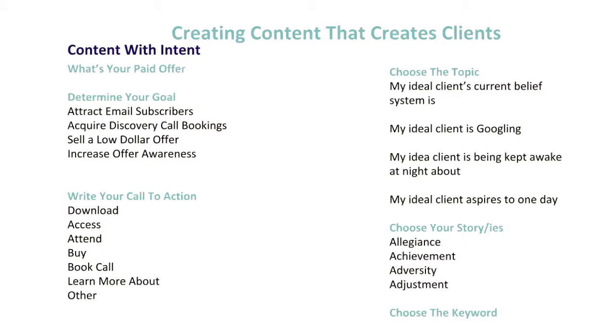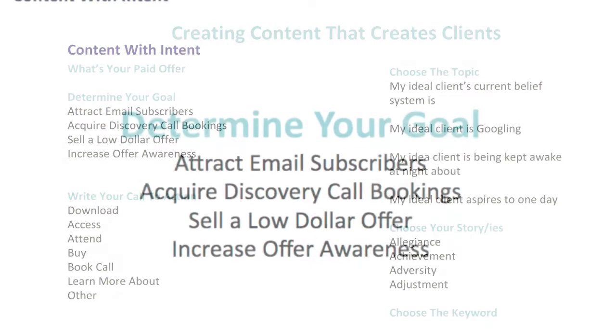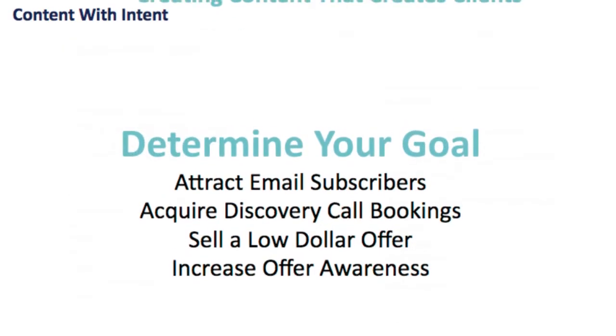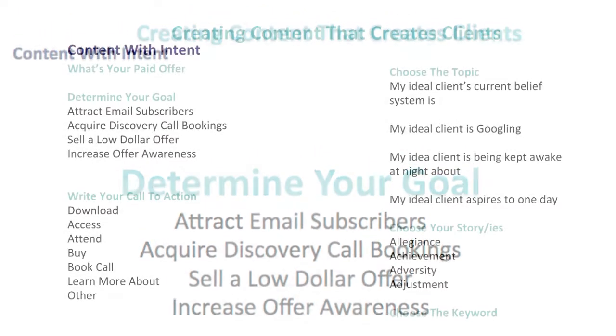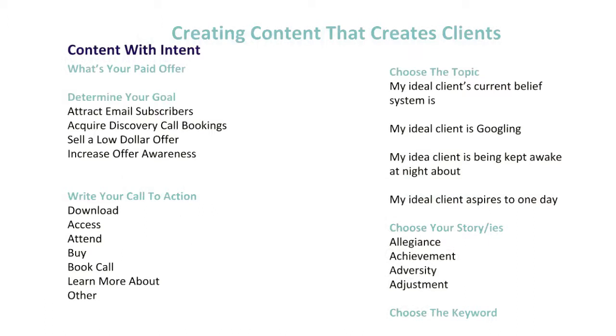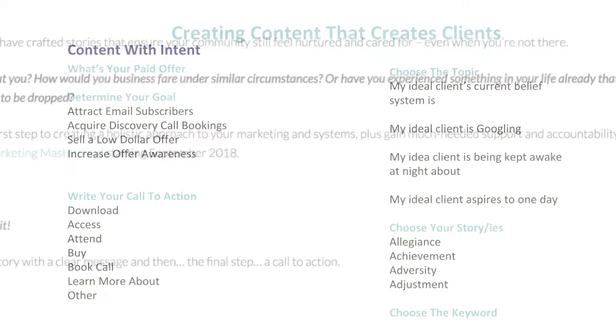So the whole goal of that particular goal is to ensure that you're having some face-to-face time with the person that you most want to lead into the thing that you're trying to eventually sell them, so the paid offer. The next one is to sell a low dollar offer. So if you look at your value ladder and if you do have a few different items, what's the first item? You can actually sell that through a blog post if it's not too expensive. And then the last one is to increase offer awareness.